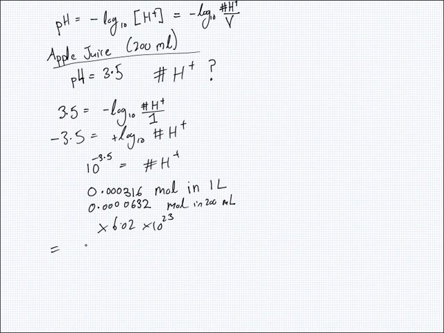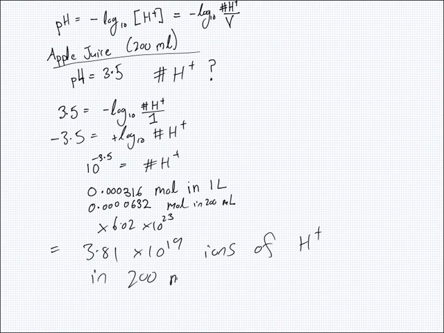It's like a different volume, but I think 2.4 probably. It depends on the class, perhaps. Some schools will just use 6. Yep, 3.807 times 10 to the power of 19 ions of H plus in 200 milliliters of apple juice.